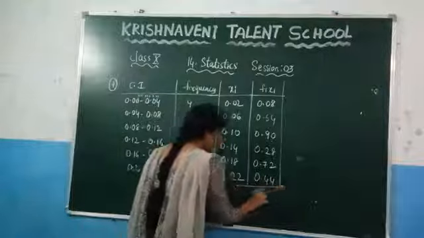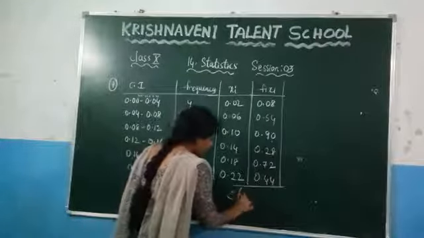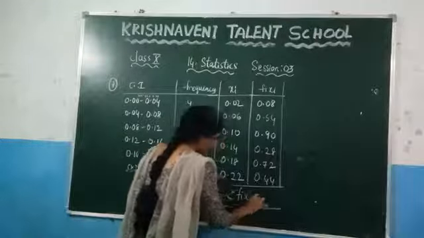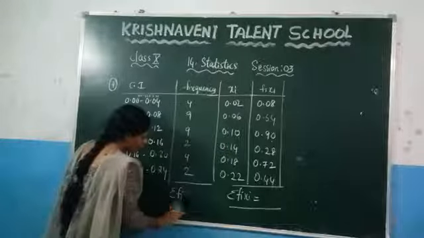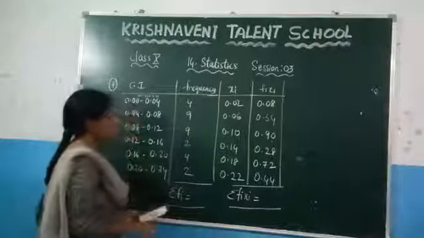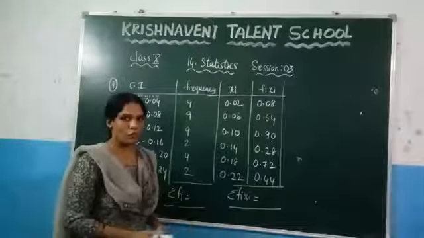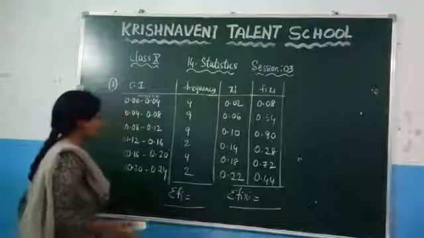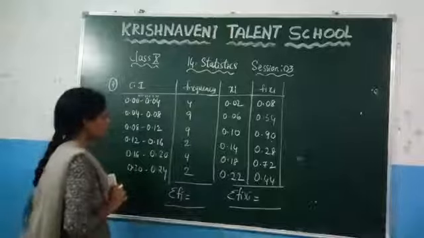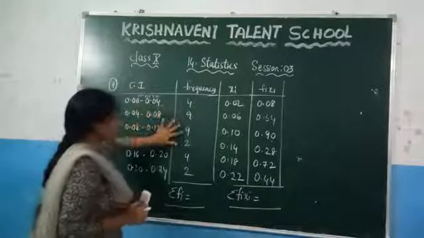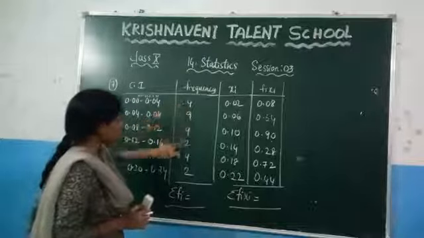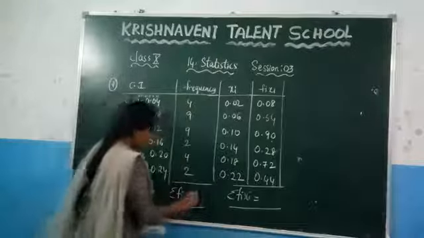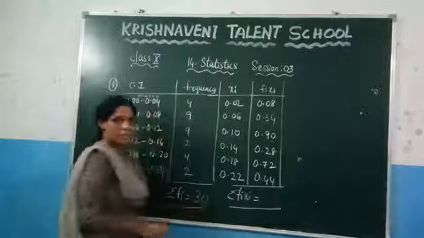You need to find sigma fi xi, and here you need to find the value of sigma fi. Finding sigma is nothing but taking the sum of all the values. So add it here: what do you get? 9 plus 9, 18. 18 plus 2, 20, 24, 28, 30. So you get the answer 30.